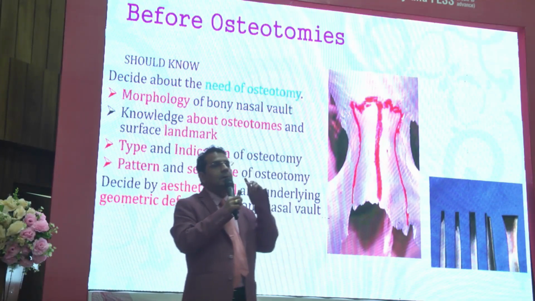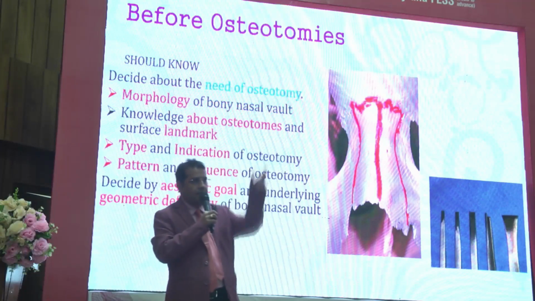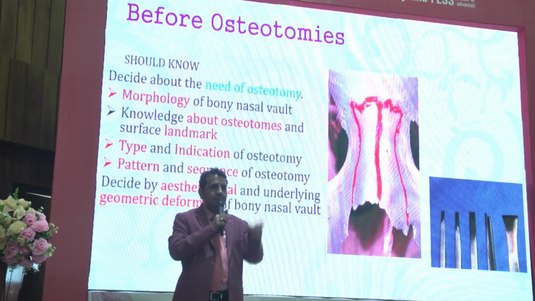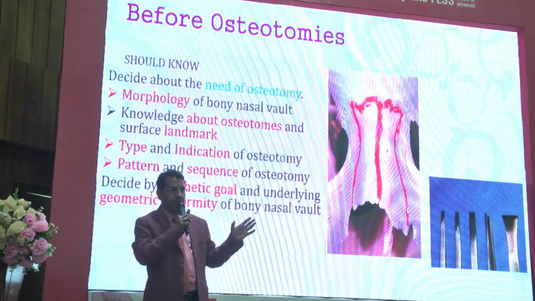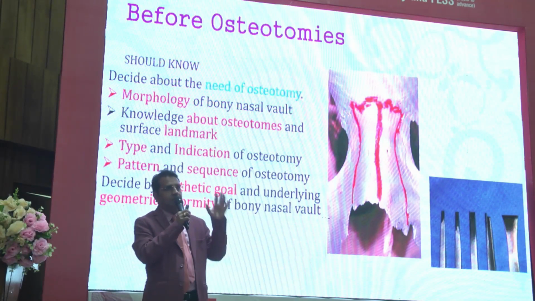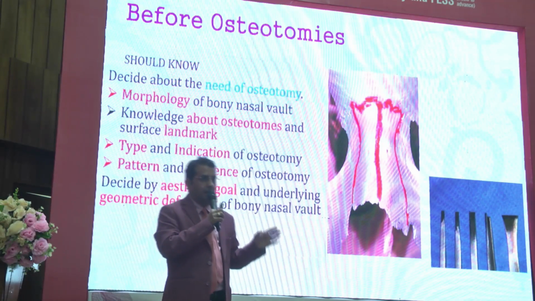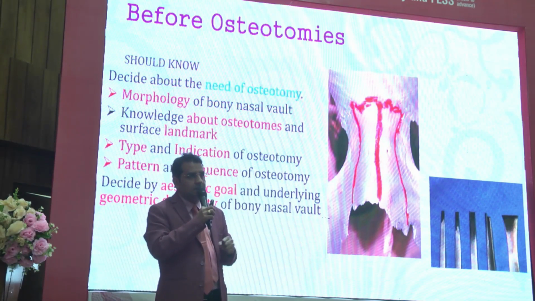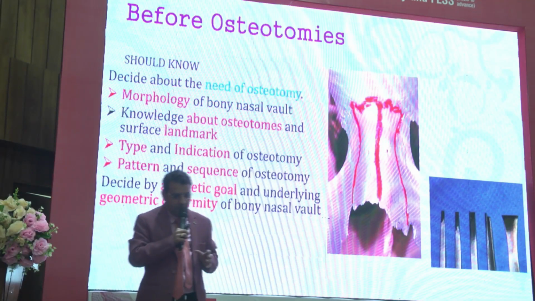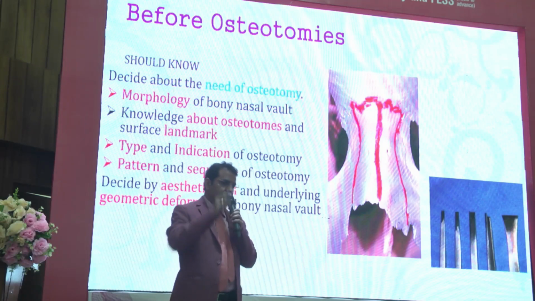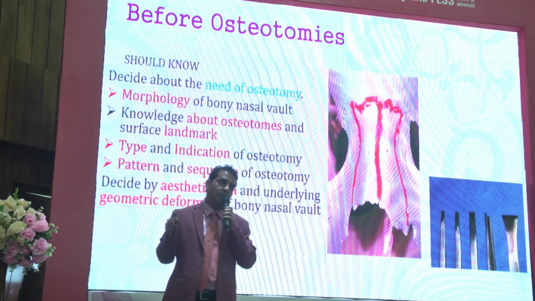So first, know when you need the osteotomy. How do you decide? If the bony base width of the dorsum is more than 2/3 of the intercanthal distance or alar base width, then you go for the osteotomy. Now, if you need the osteotomy, you need all of these: first, the morphology of the bony nasal vault, that means the length, the width, and the thickness of the bone.